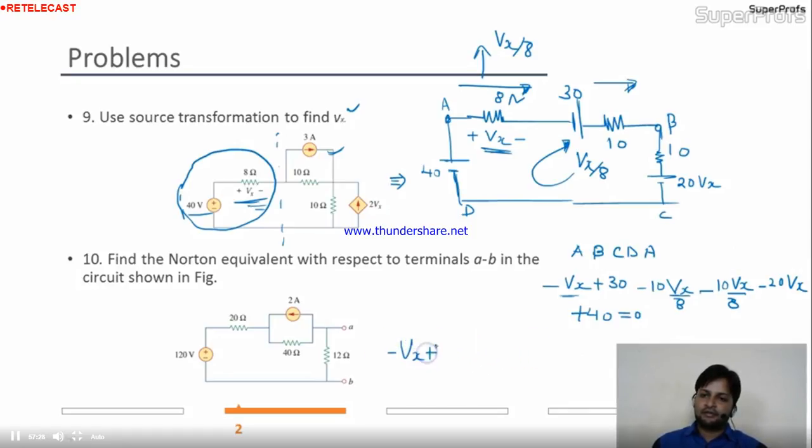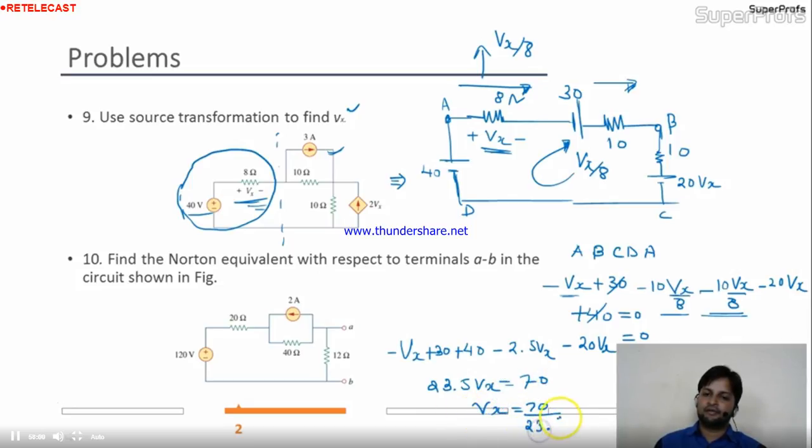Minus Vx plus 30 plus 40, this 30 will go out, this 40 will go out, minus 10 by 8 minus 20 by 8. So 20 by 8 is nothing but minus 2.5 Vx. Here minus 20 Vx is given, equal to 0. Is it okay? So this is nothing but the total 23.5 Vx is equal to 70. So Vx is nothing but 70 by 23.5 volt. This is our value, whatever they are asking. Is it okay? Very easy, right?